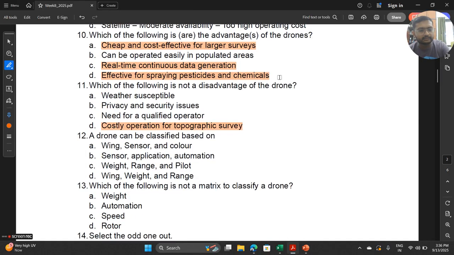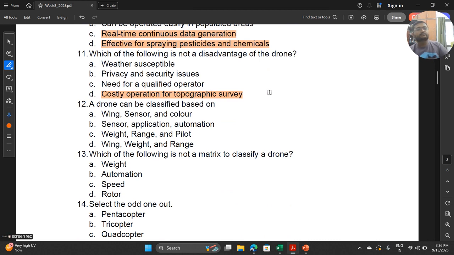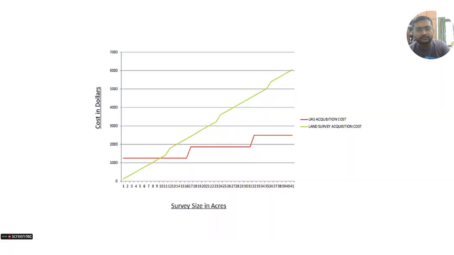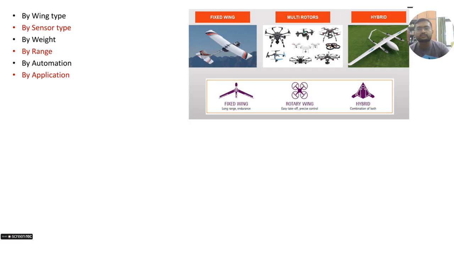So next, this is all about drones in general. Now we will move towards the classification of drones, the slides. Drones can be classified depending on various things. They can be classified based on their wing, sensor, weight, range, automation, and application. So it can be anything. Can anyone give me an idea, or do you know, what the different types of wing type are?